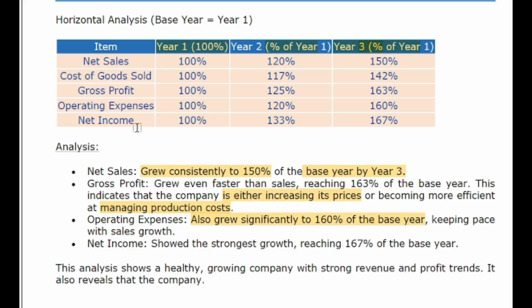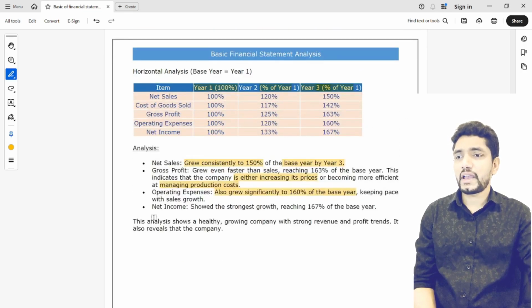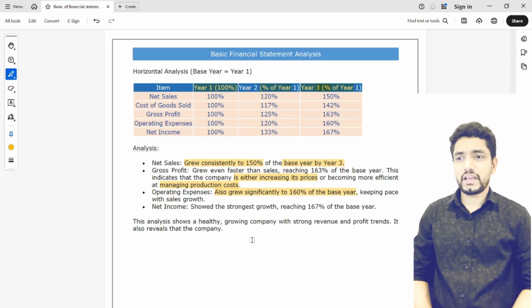Also, net income has grown to 167% compared to the base year, which means this business is managing its expenses in an effective way or it is selling its product at a better price compared to year 1. So this analysis shows a healthy and growing company with a strong revenue and profit trend.